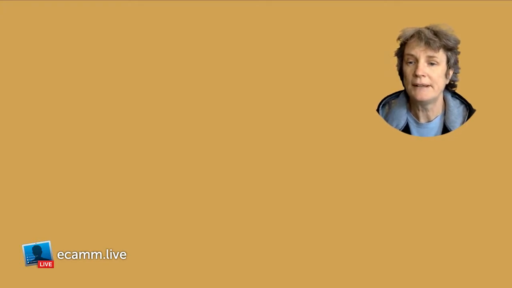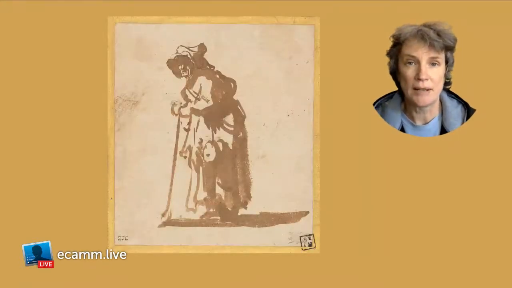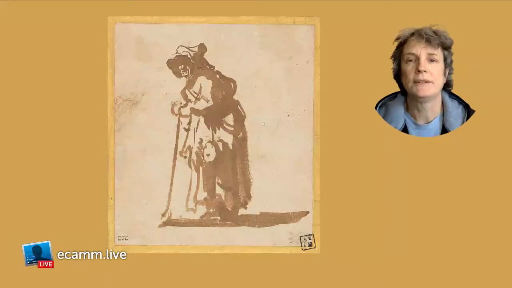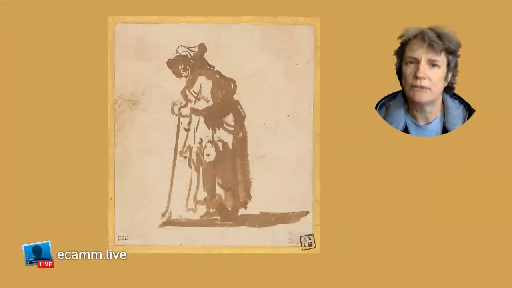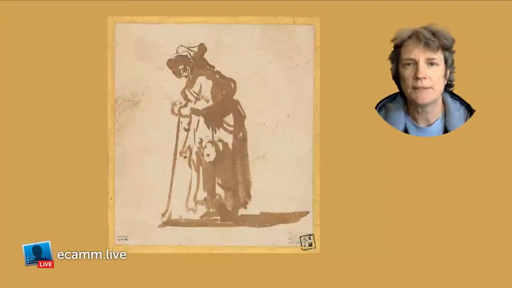So here is a wonderful sketch with brush and brown wash by Rembrandt. So going back to the definition, the sketch is relatively simple. It could be broken down into 3 blocks. First, the shape of the head and hat. Second, the torso and arm. And third, from the waist down, 1 block with a suggestion of the feet.